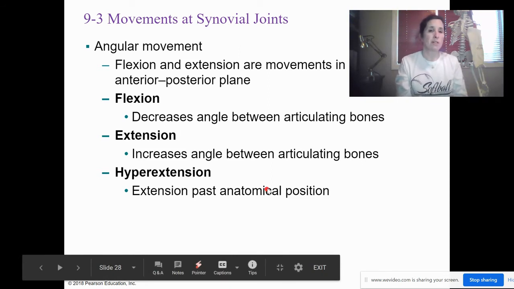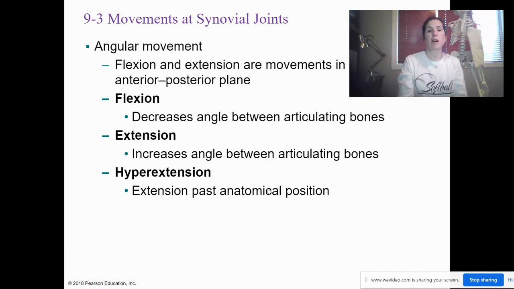If it's an angular movement, these are flexion and extension in the anterior posterior plane. So if you flex, if I'm using my elbow joint, I'm decreasing the angle. You guys know this is 90 degrees. I'm decreasing the angle as I flex. If I extend, I'm increasing the angle between the two bones.